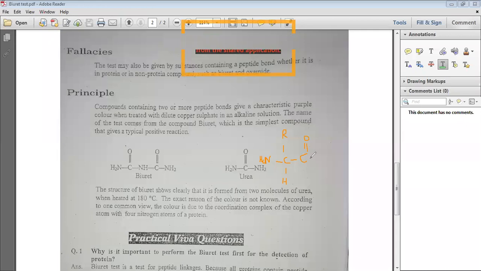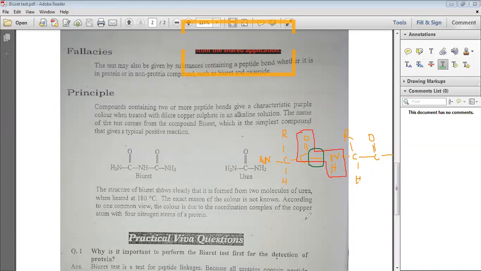Now, this carboxyl group is making a bond with another amine group, and it is further attached with another carbon. It is the alkyl group here, and this is the hydrogen, and this is the carboxyl group, and it is further attached with another amino acid. Now, this is the peptide bond which is present here. Actually, this is the typical peptide bond which is found here.